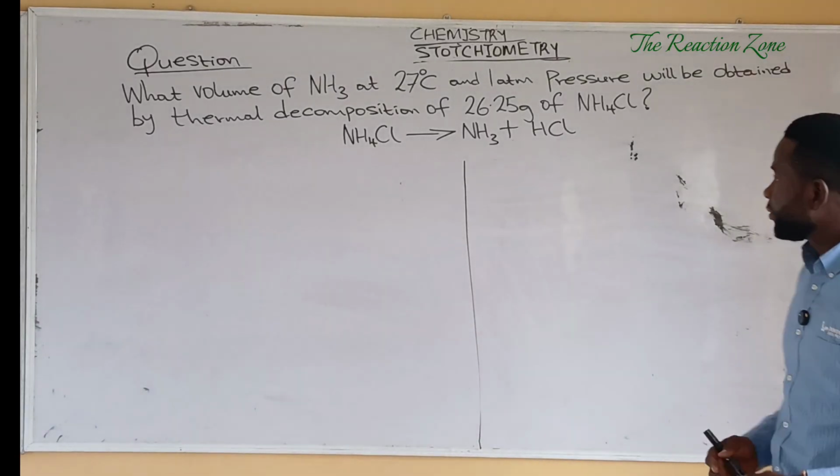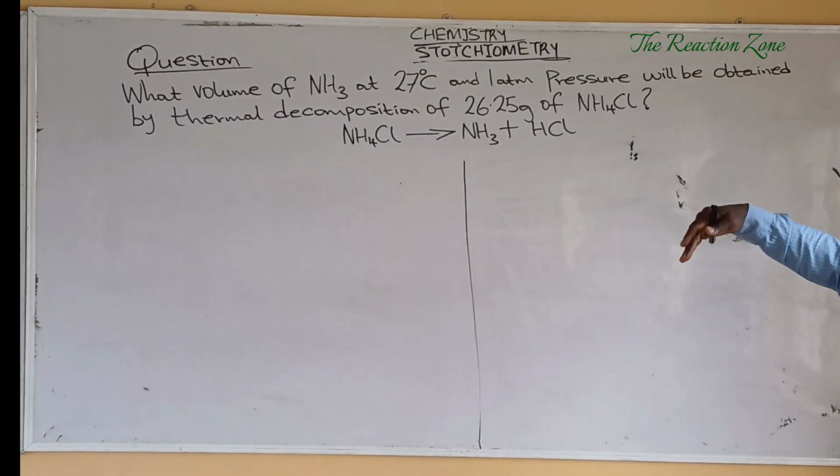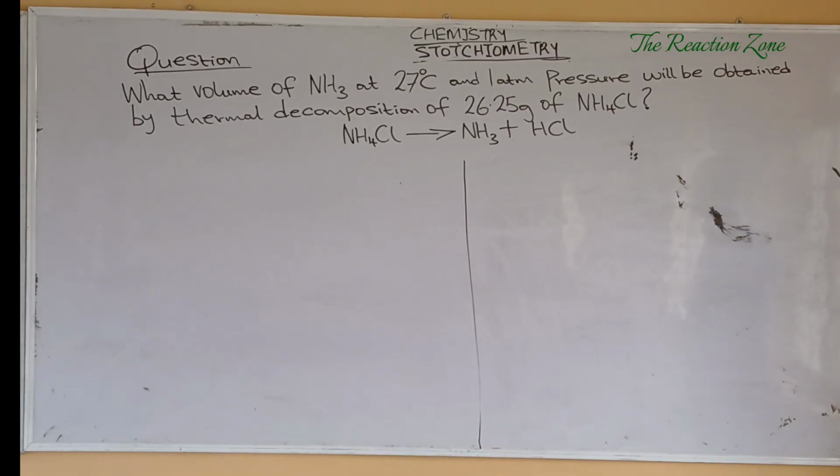In today's lesson, we're going to solve the question on the board using the principles of stoichiometry and also the ideal gas equation. The question is as follows. What volume of ammonia at 27 degrees Celsius and 1 atmospheric pressure will be obtained by thermal decomposition of 26.25 grams of ammonium chloride?